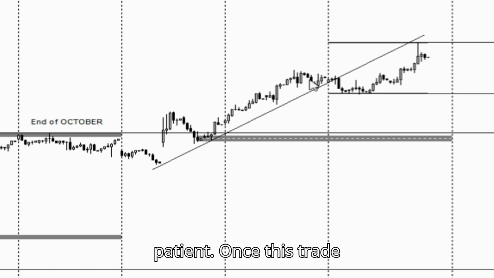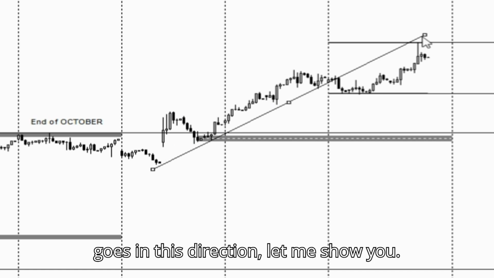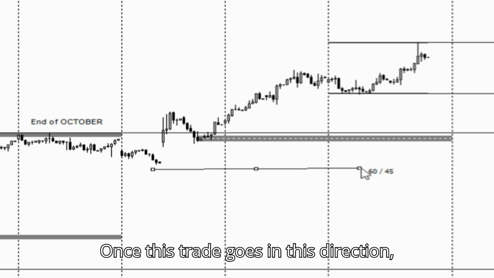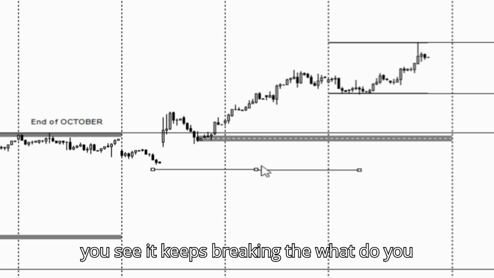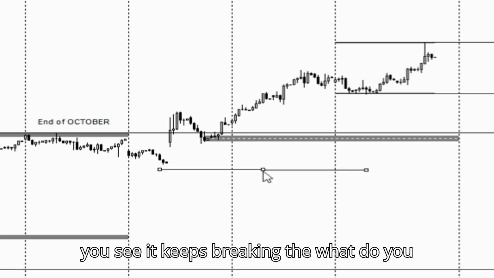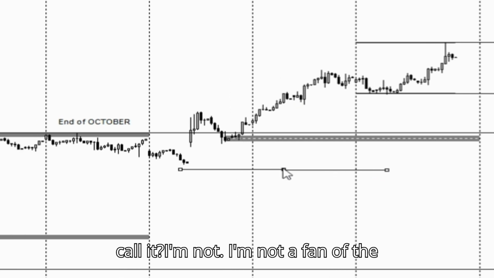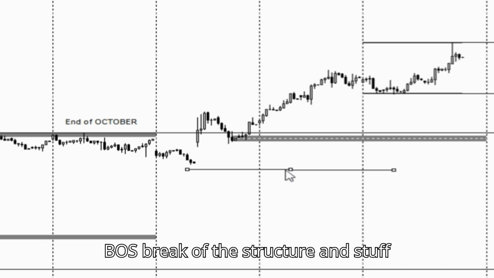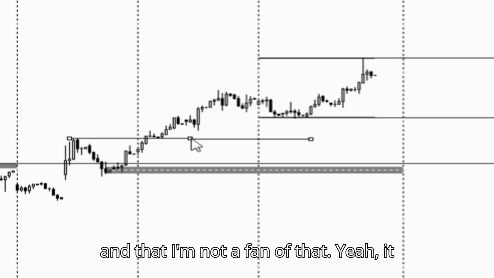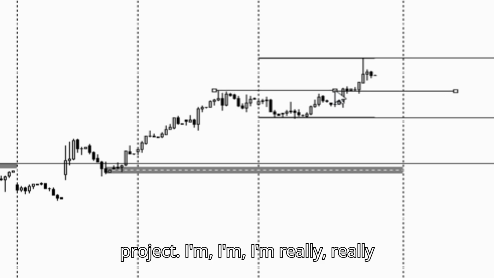Once this trade goes in this direction, let me show you. Once this trade goes in this direction, you see, it keeps breaking the, what do you call it? I'm not a fan of the BOS, break of structure, and stuff like that. Yeah, it works, but my project, I'm really focused on time.